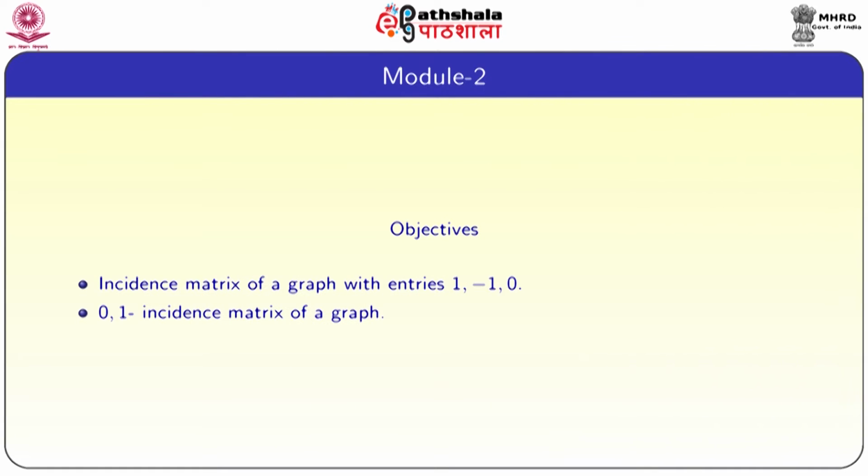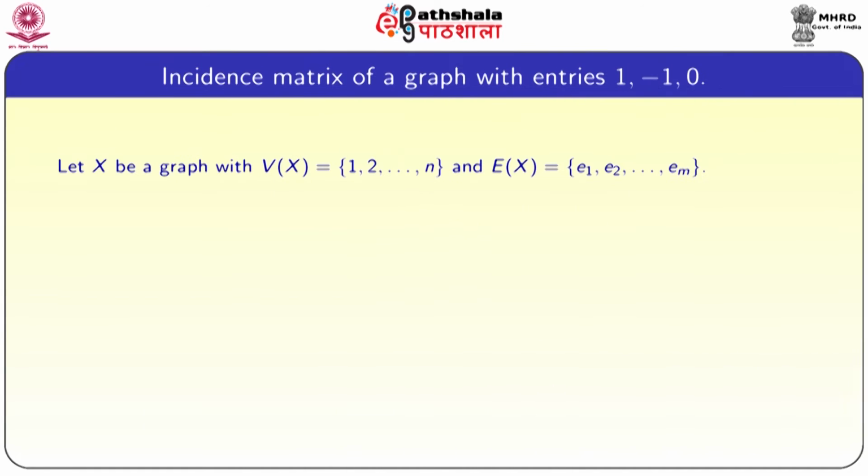The learning objectives of this module are: the incident matrix of a graph with entries 1, -1, 0, and the 0, 1 incident matrix of a graph. Let X be a graph with vertex set V(X) equal to 1, 2, 3 and so on up to n, and edge set E(X) equal to E1, E2 and so on up to Em.